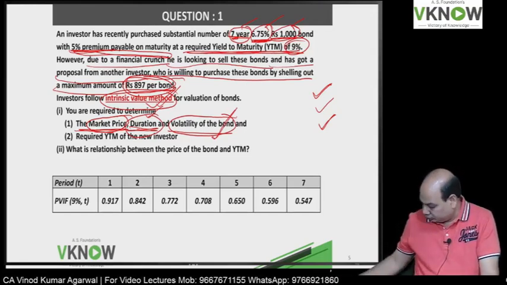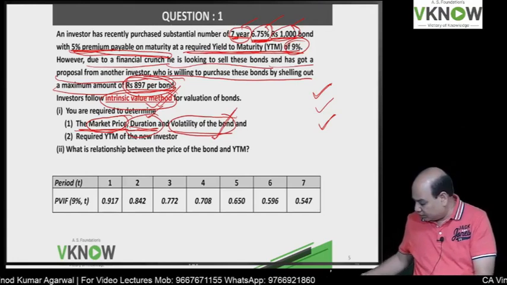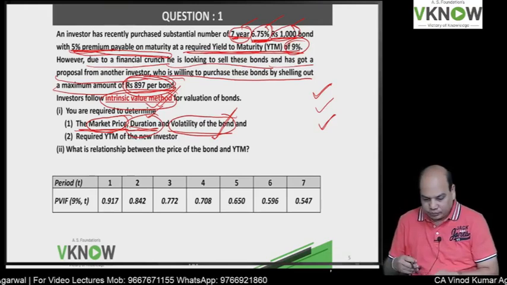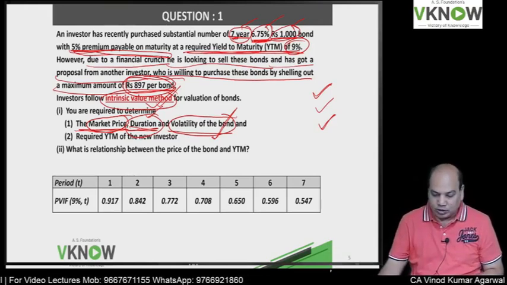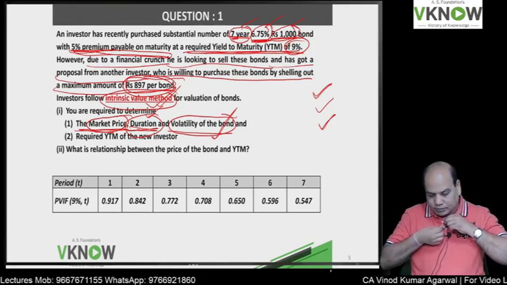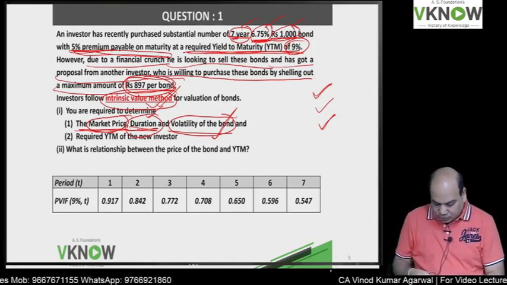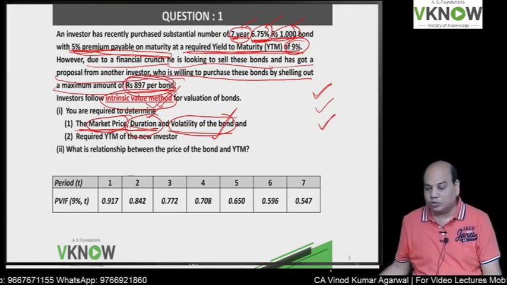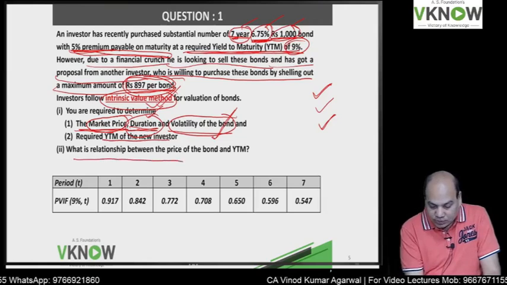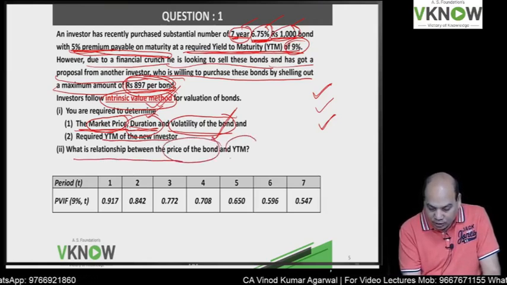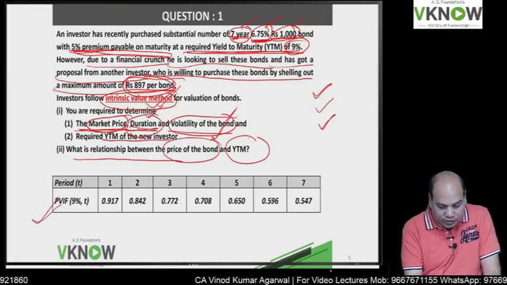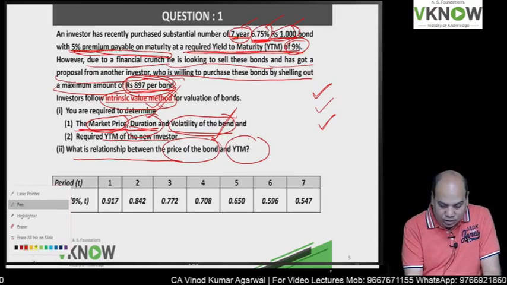Required YTM of the investor. So you also have to calculate the required YTM of the new investor. The new investor is going to purchase this bond for 897. So how much would be the yield for the new investor, and what is the relationship between the price of the bond and YTM? Okay. So one by one we'll solve. These are the factors given to you. At any stage you can ask a query.